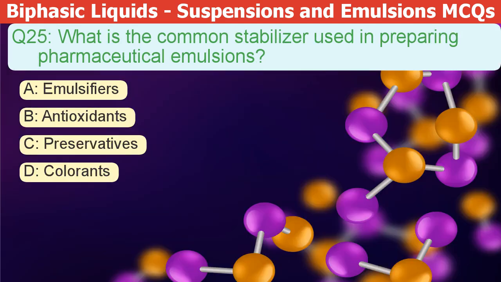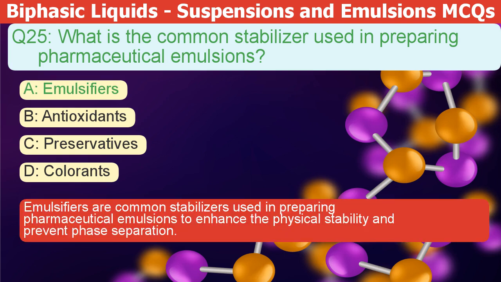What is the common stabilizer used in preparing pharmaceutical emulsions? A. Emulsifiers. B. Antioxidants. C. Preservatives. D. Colorants. The correct answer is A. Emulsifiers are common stabilizers used in preparing pharmaceutical emulsions to enhance the physical stability and prevent phase separation.